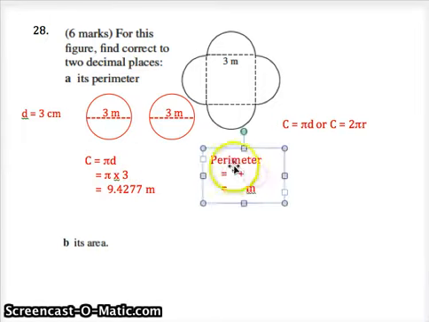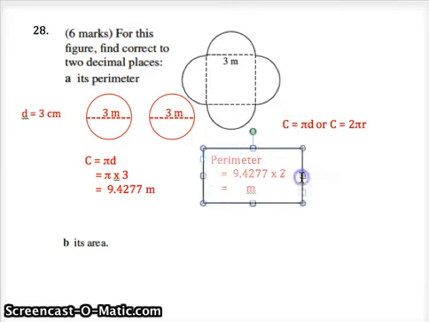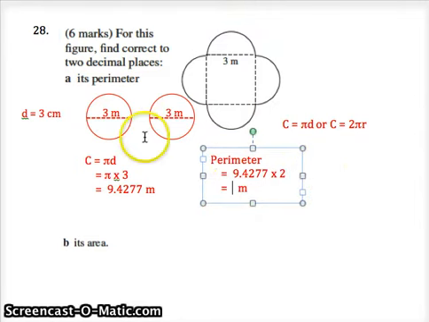Therefore, the perimeter of both circles will be 9.4277, and you can either go plus the same thing, or you can just go times 2, because there are two circles there with the same circumference. So the perimeter will be the 9.4277 times 2. And just doing that on your calculator, we get 18.8495.